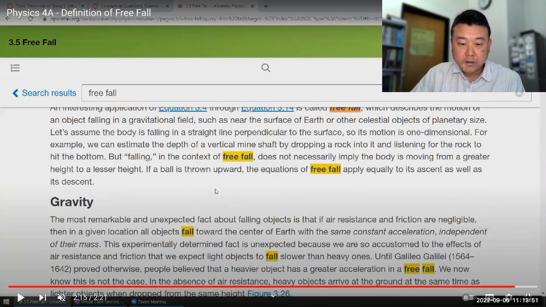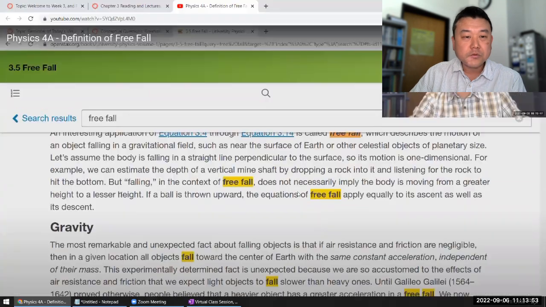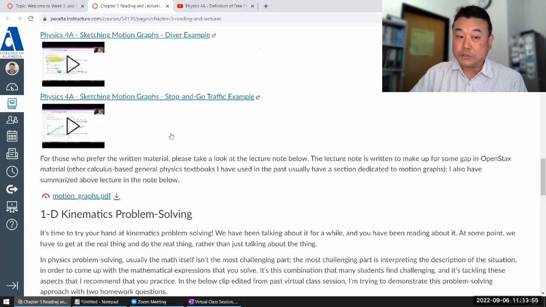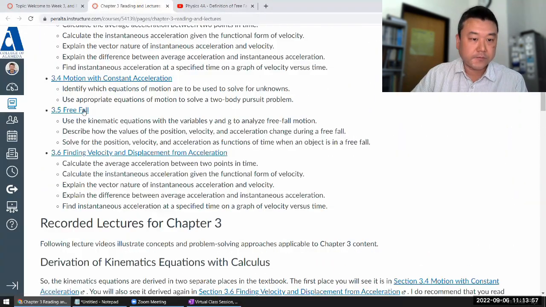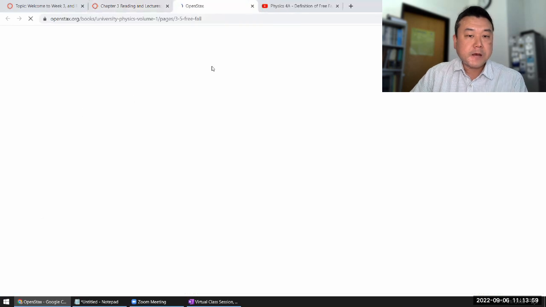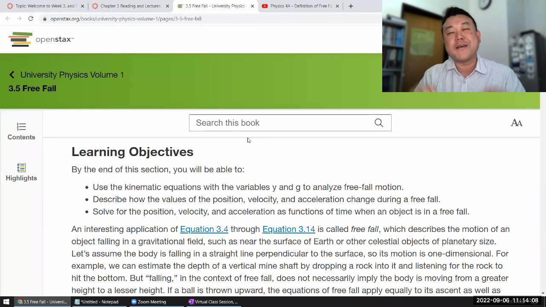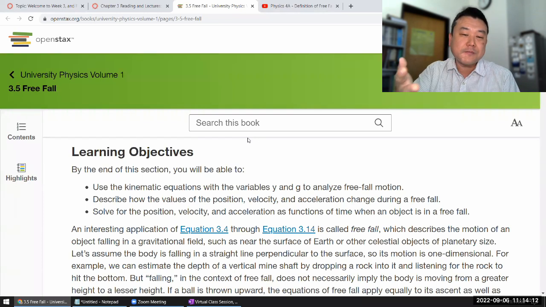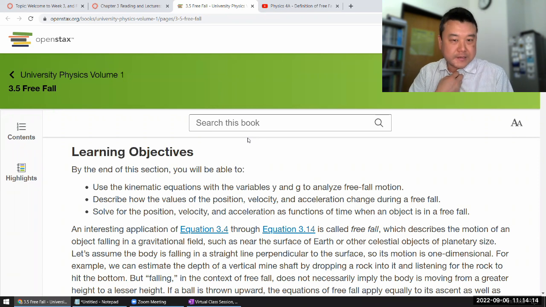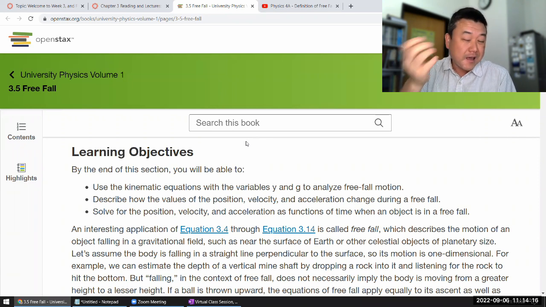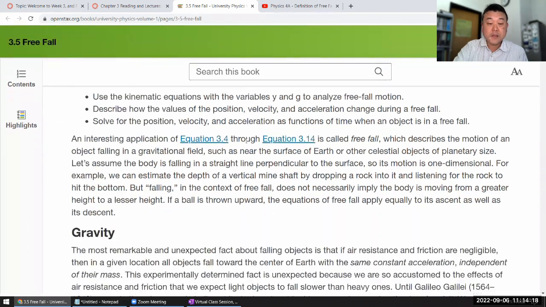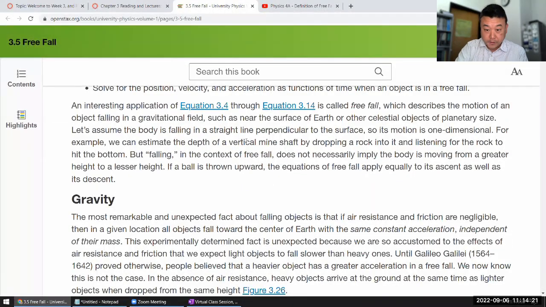Wait, let me go to the textbook. The textbook should give a definition of free fall. So as I say in the video, as much as I try to resist equating mathematicians with physicists, because our approaches are different, there are some ways in which we physicists act like mathematicians, and how we handle free fall is one of them. We have a definition of free fall.